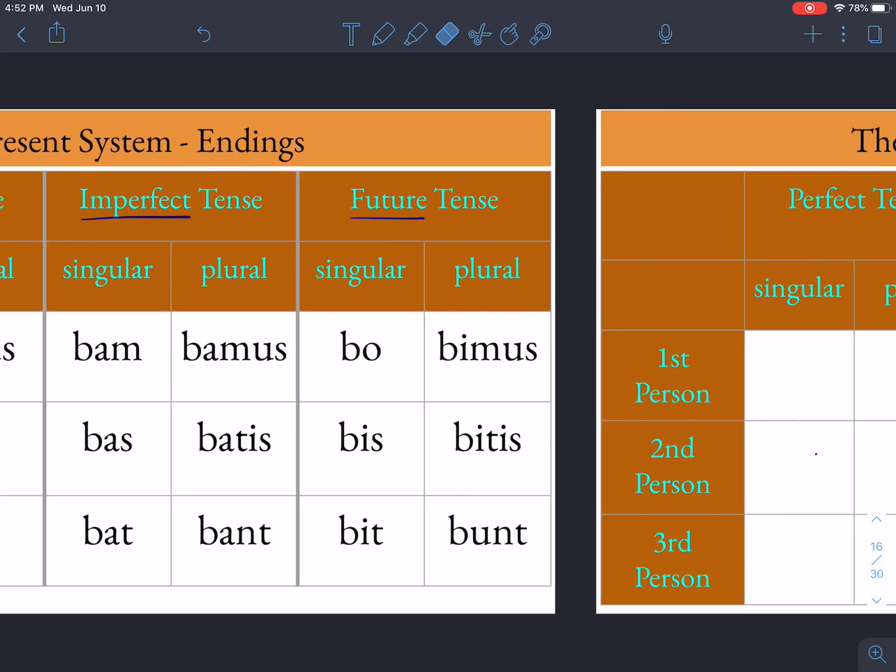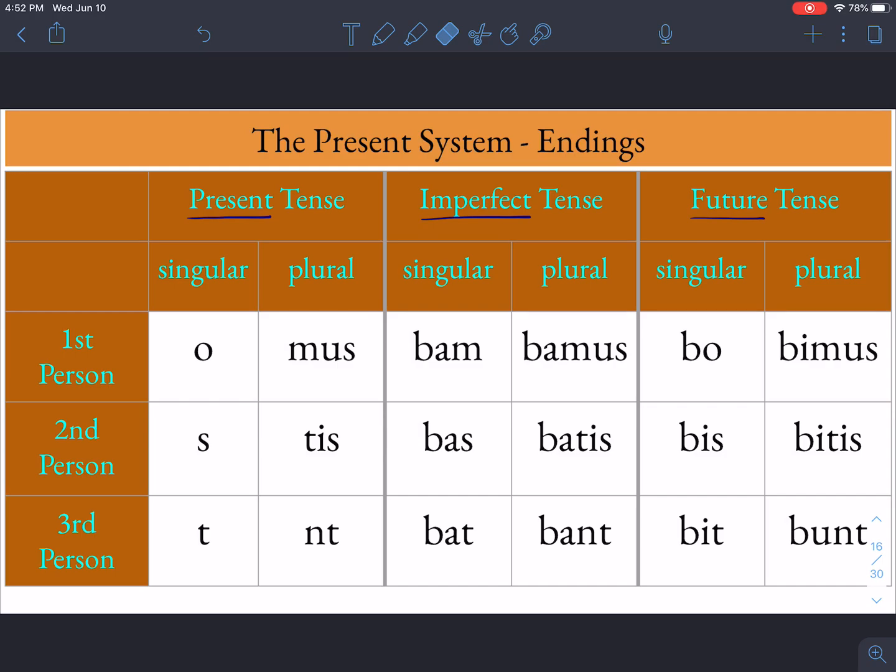Now, moving on. How do we read this chart? Let's say we see the ending bam on the back of a verb. If you were to parse that for me, you would say that's first person, singular, imperfect. See that? You've given me the tense, the number, and the person. Person, number, tense. That's how that works.